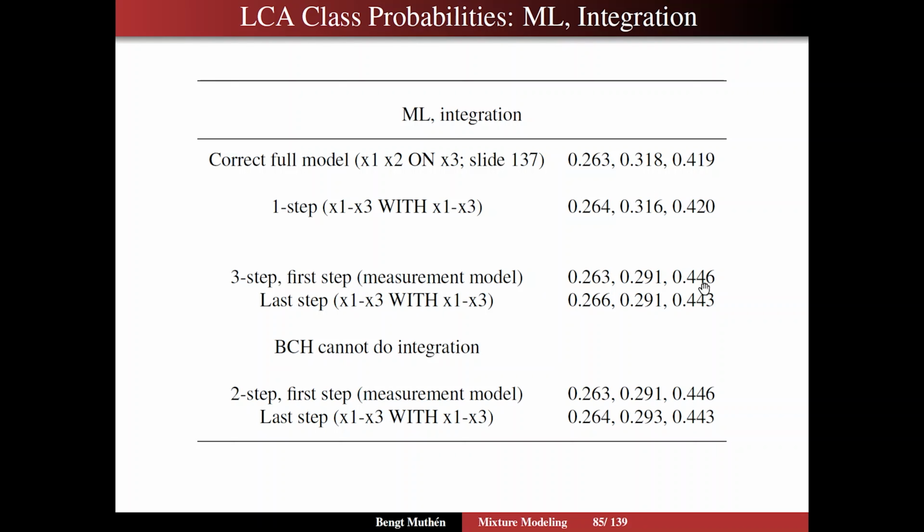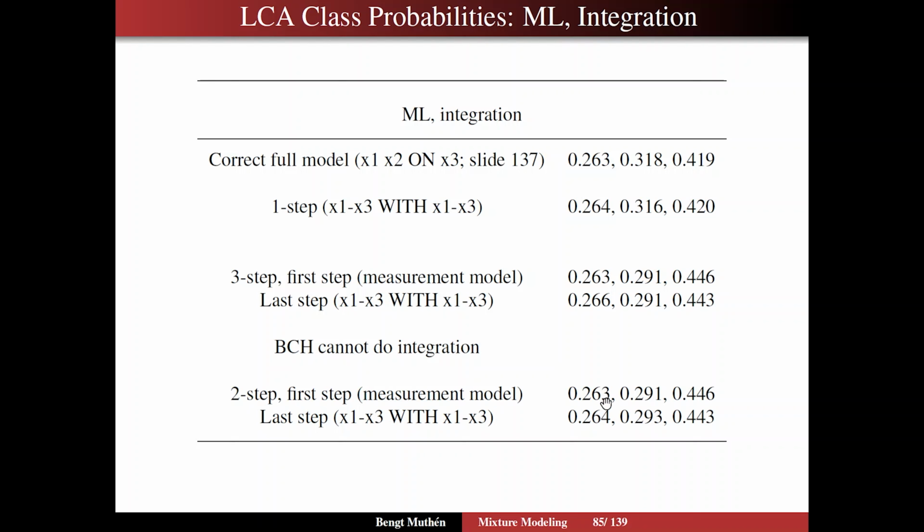So these differences are what you would expect in a single replication analysis, so to speak. So that explains that. But we're going to focus on the agreement between the first step and the last step. And you see here that we get fairly close, but not exactly spot on. But it's close enough, I would say. BCH cannot do integration, so let's see what two-step comes up with.